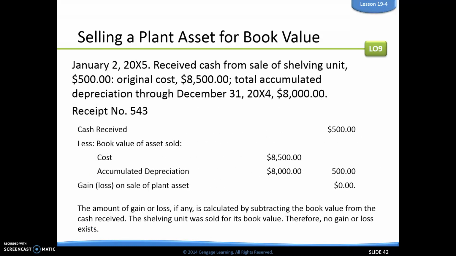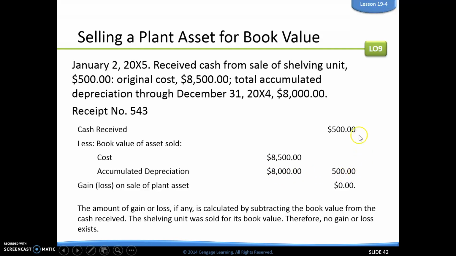So, for example, on January 2nd, we received cash from the sale of a shelving unit for $500. The original cost was $8,500, and the total accumulated depreciation through December 31st of the previous year was $8,000. So what we need to do here is we take our cash received, which is $500, and we subtract out the book value of that asset. So the book value, remember, is the original cost minus any accumulated depreciation. So when we do that, we end up with the book value of 500.